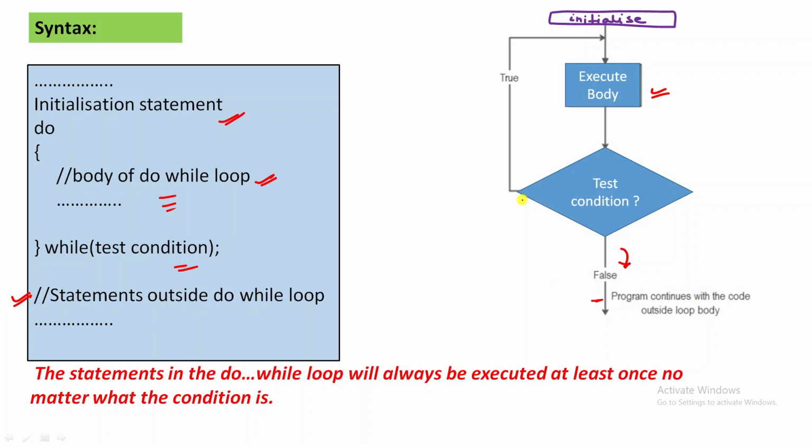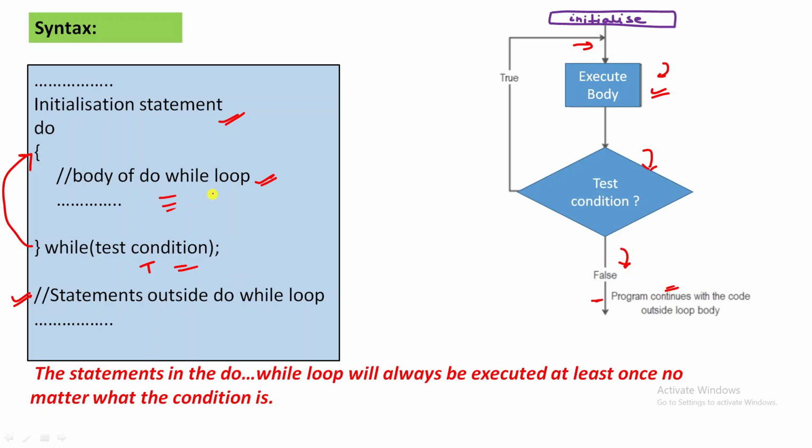But if this condition becomes true, we will simply go into the do while loop body. That is, we will go here, and then again we will execute the body. Then again we will check the condition. If this condition is again true, we'll go again, execute the body, check the condition. Okay, true, so we will go into the do while loop. When this becomes false, we'll come out.